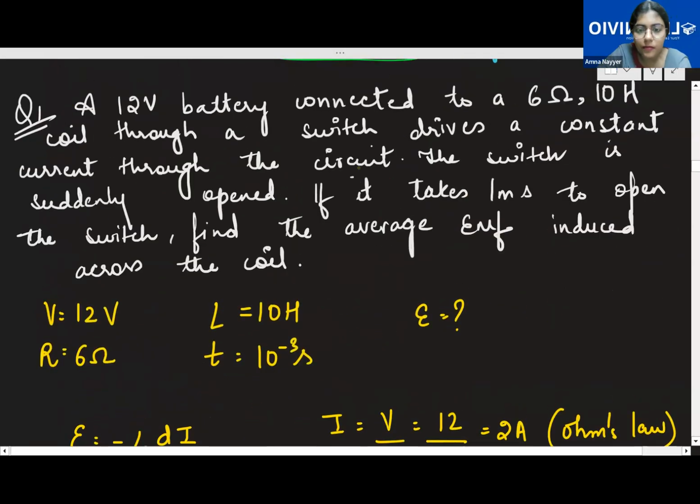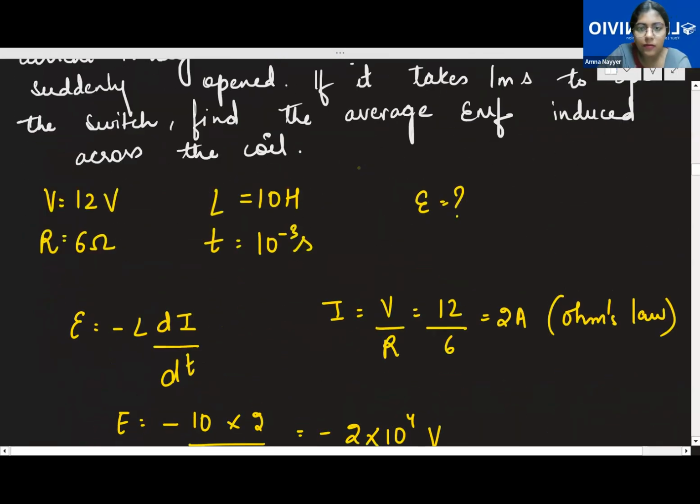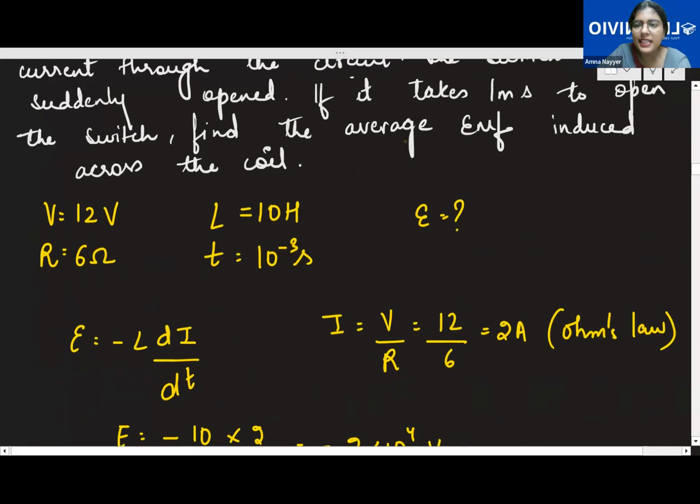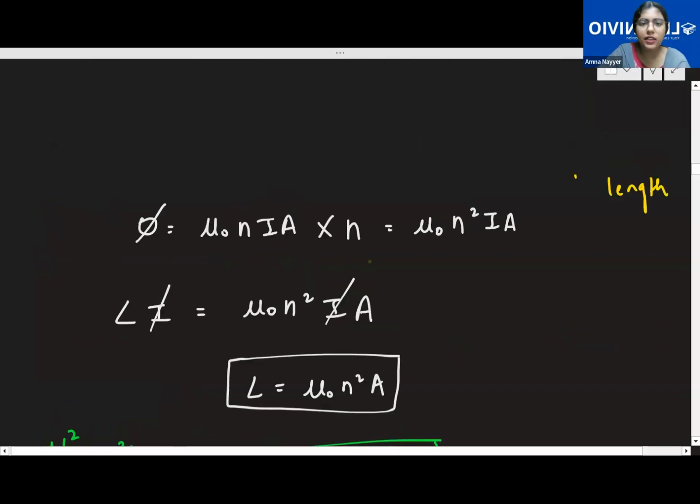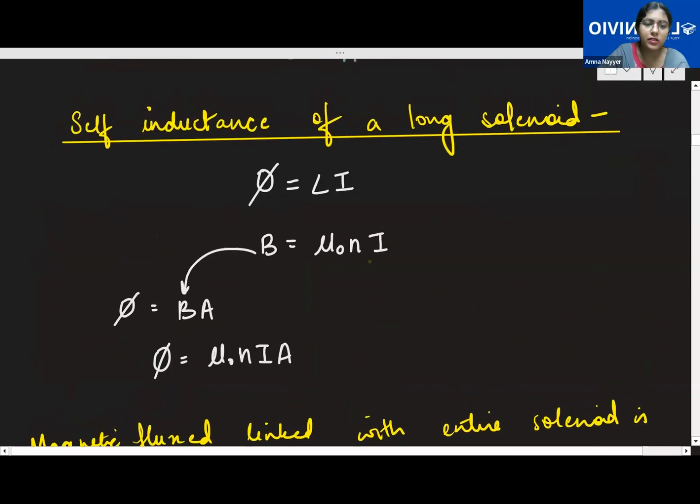How is it 10 power minus 3 second? 1 millisecond is given. 1 millisecond is 10 to the power minus 3 seconds. Okay, 1 second wasn't given, 1 millisecond was given. Okay. Please write it from here.